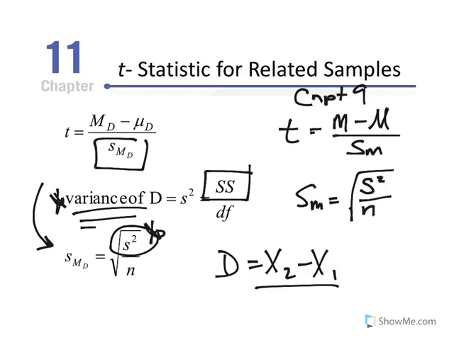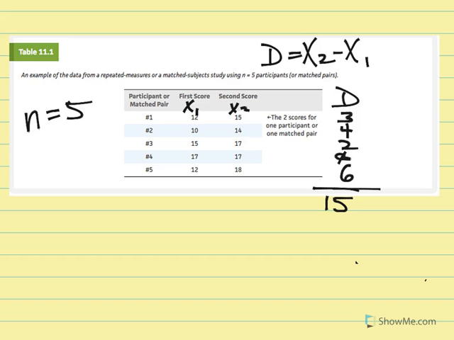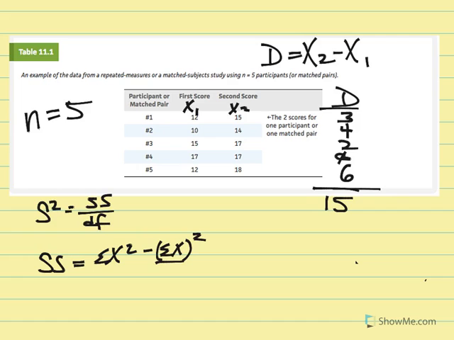So let's go back to our table to see how this would look with some real numbers. So again, these are the data points that we had for our repeated measures. So the same individuals, their second score minus their first score produce our difference scores. And now we need to calculate our variance. So variance is equal to SS over degrees of freedom. So we need to calculate SS, and we can use the computational formula. In Chapter 4, we learned that SS was equal to the sum of X squared minus the sum of X, squared, over n.